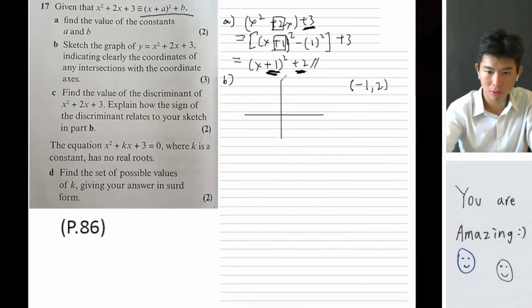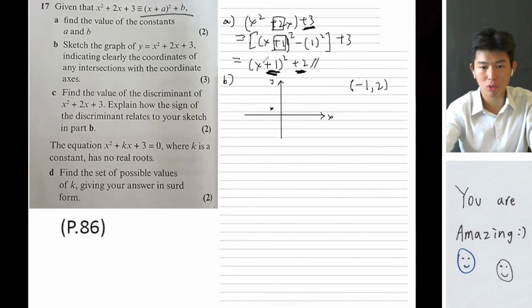Okay, so this one is y-axis and x-axis. So minus 1 and 2 would be somewhere around here. And we have to also find the y coordinate. So we substitute 0 into x value. So 0 plus 1 squared would be 1. 1 plus 2 would be equal to 3.